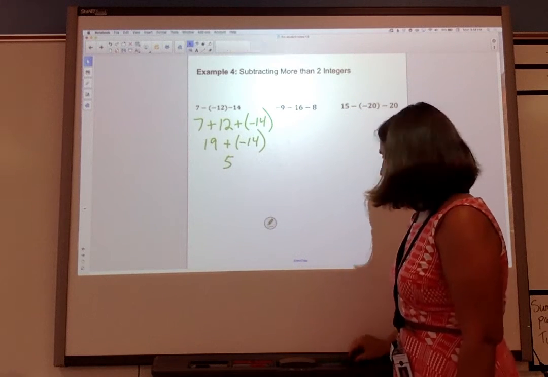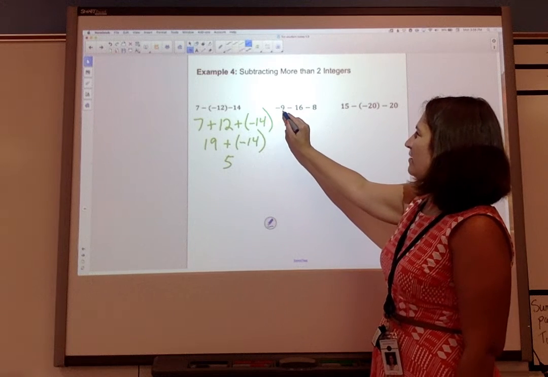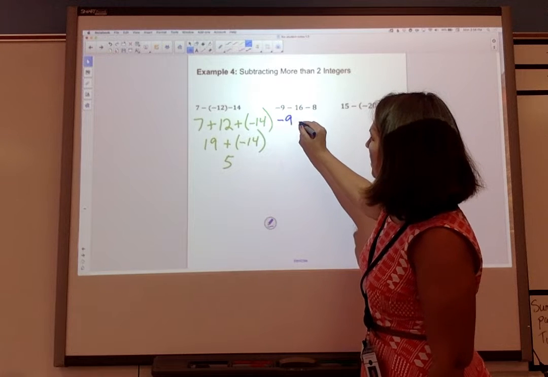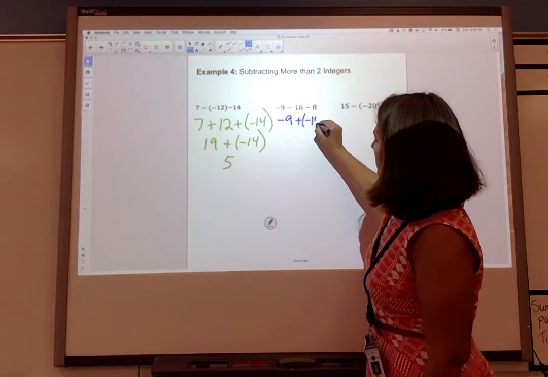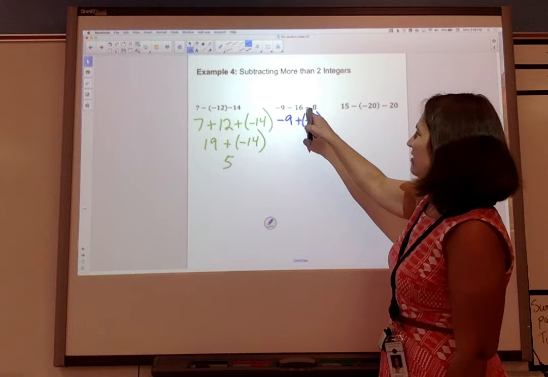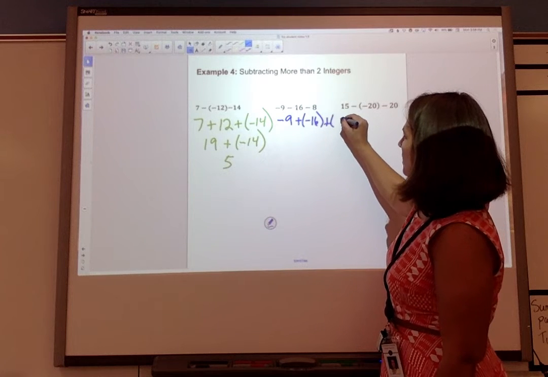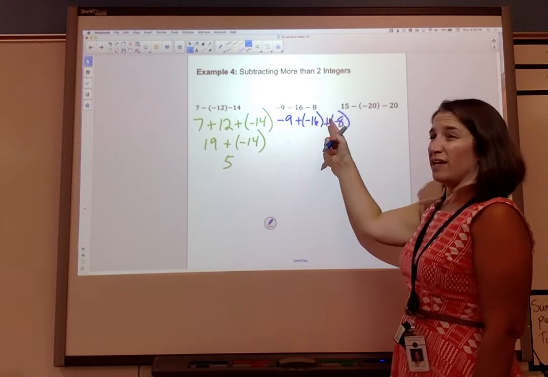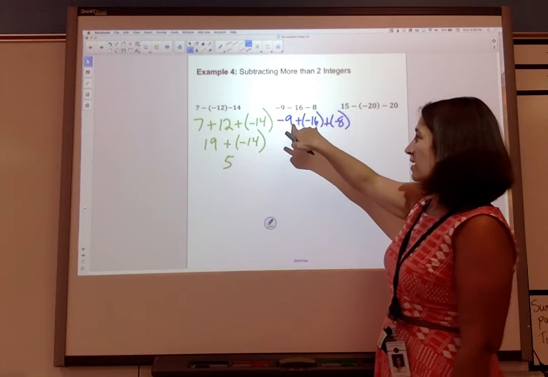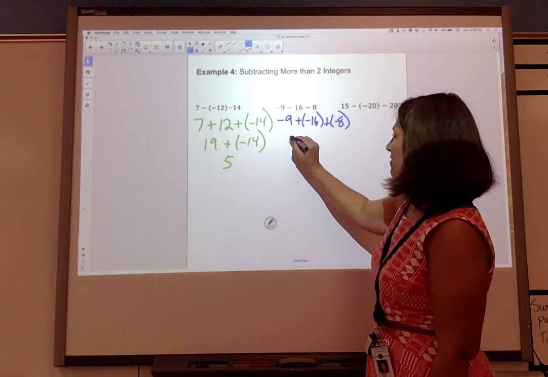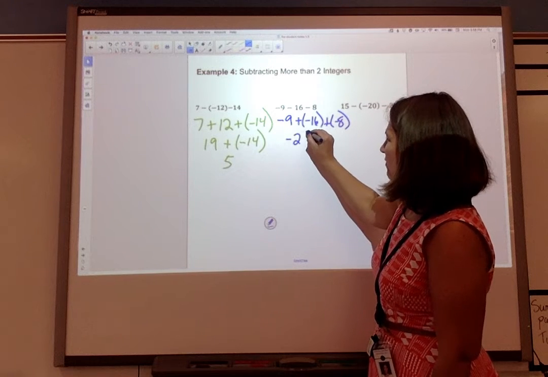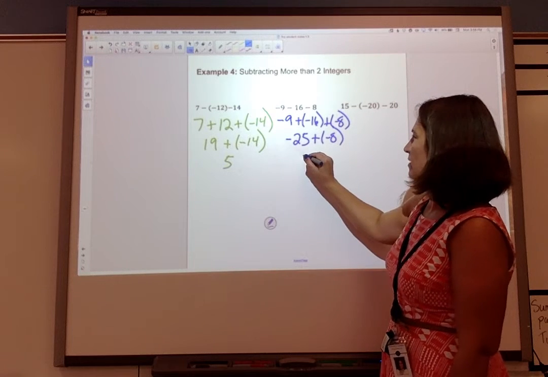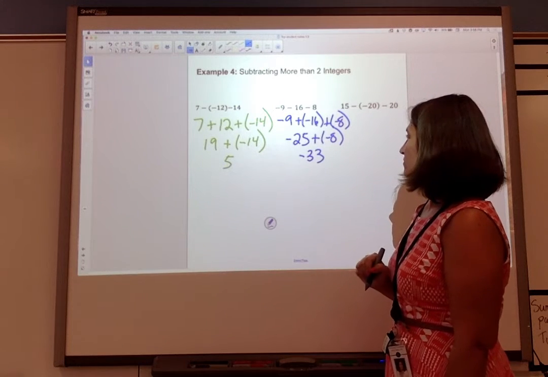Okay, let's work on the next one. We have negative 9 minus 16. We're going to change that to negative 9 plus negative 16, and then instead of minus 8, plus negative 8. Okay, so these are all negative integers. If we add negative 9 plus negative 16, that's negative 25, plus negative 8. That's going to be negative 33.